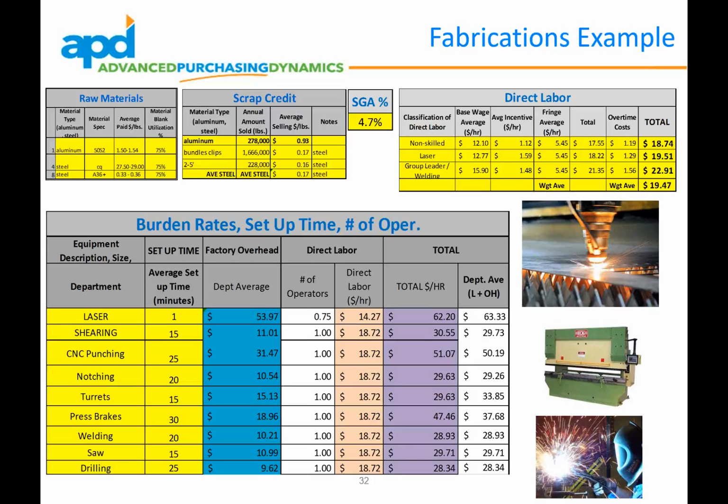If you look down the food chain as opposed to up, and being able to talk about scrap credit and how much per pound you get for your various raw materials, and being able to talk about direct labor and the fact that you really shouldn't be using a peanut butter spread for direct labor across a manufacturing facility.